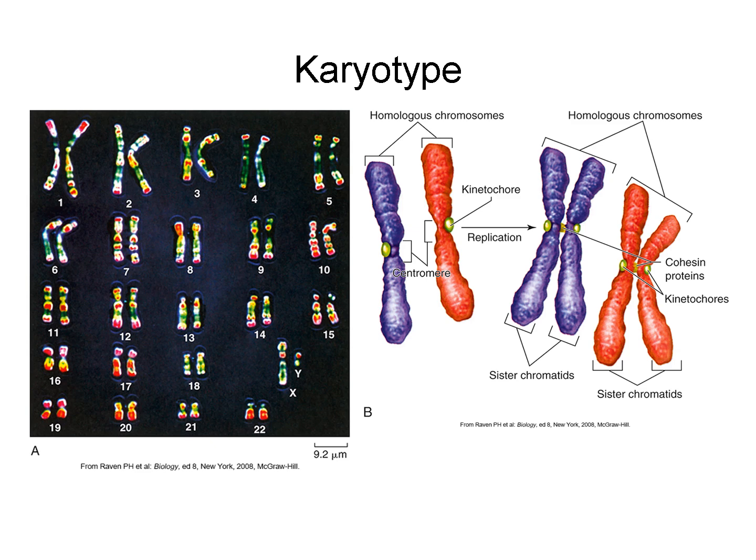On the right side, the diagram shows how homologous chromosomes replicate to form sister chromatids. Structures like kinetochores and cohesin proteins help hold the chromatids together and ensure proper separation during cell division. Karyotypes are an important tool for identifying genetic abnormalities.